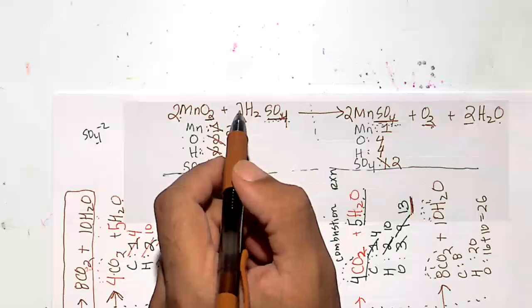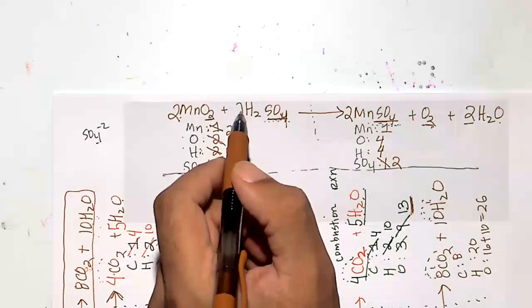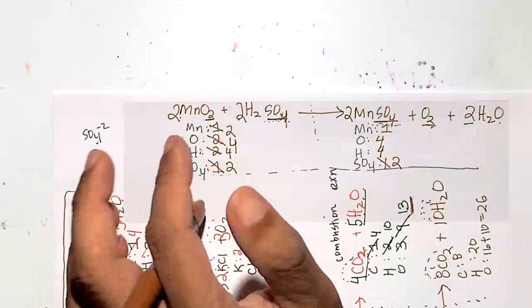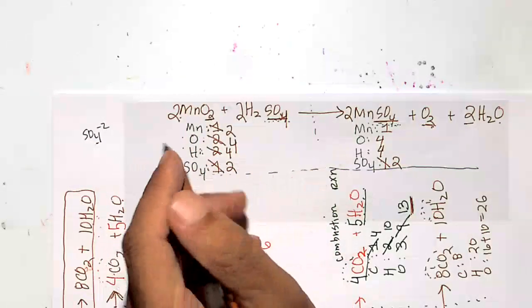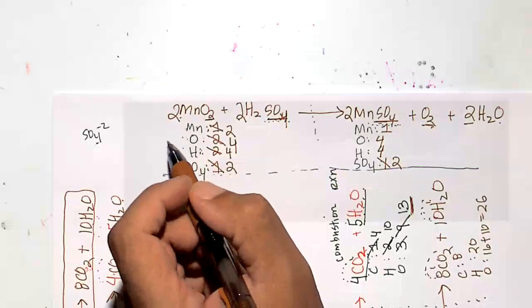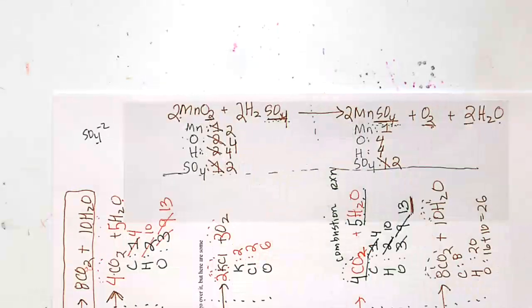So all I'm saying is that you can take out the sulfate, the phosphate, the nitrate. But if you don't feel comfortable, you can do Mn, O, H and count them as we were doing before.